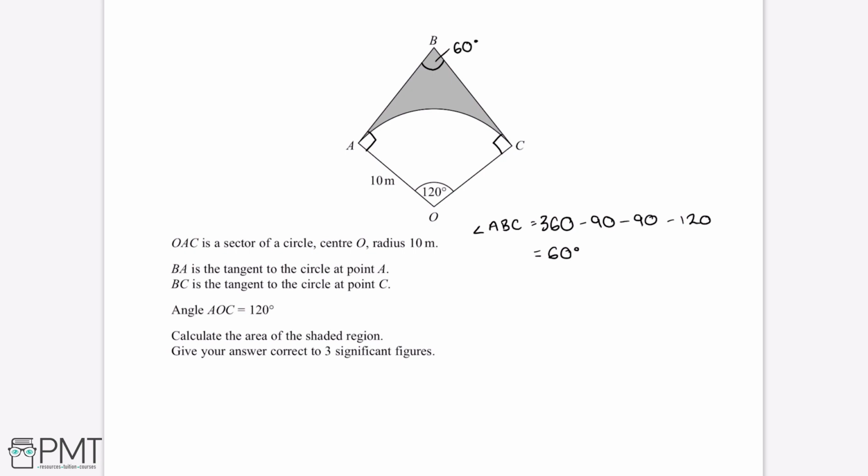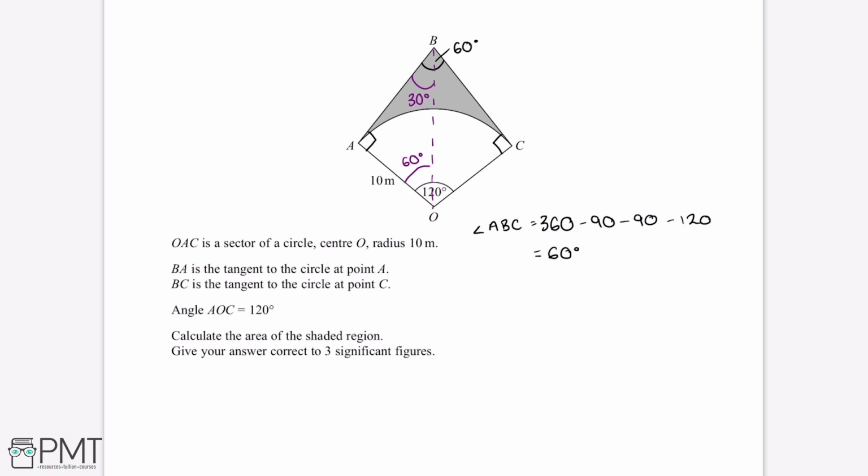So the way to do this question is to minus the area of the sector from the area of the total quadrilateral. So the first thing we'll want to do is work out the area of the quadrilateral. Now the best way to do this is to split the quadrilateral in half to form 2 right-angled triangles. Now what this means is angle ABO up here will be half the size of what it was, making it 30 degrees. And angle BAO will again be half the size, making it 60 degrees.